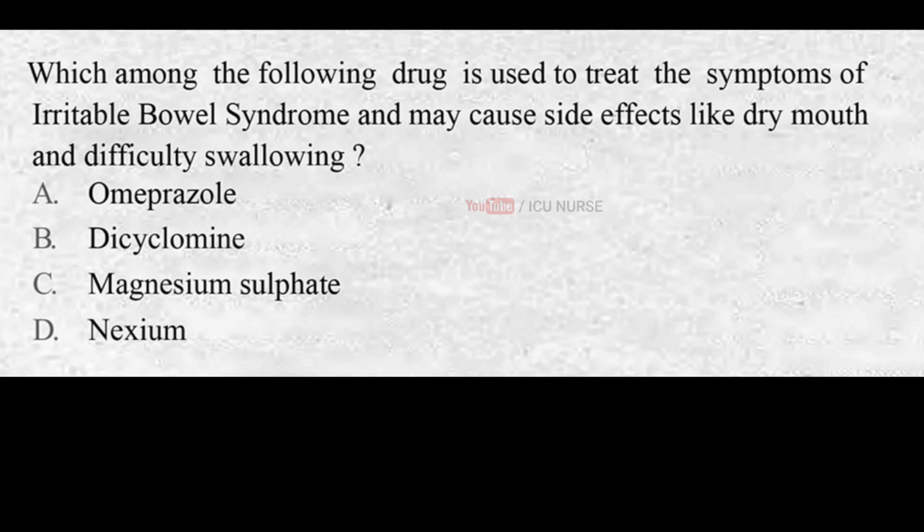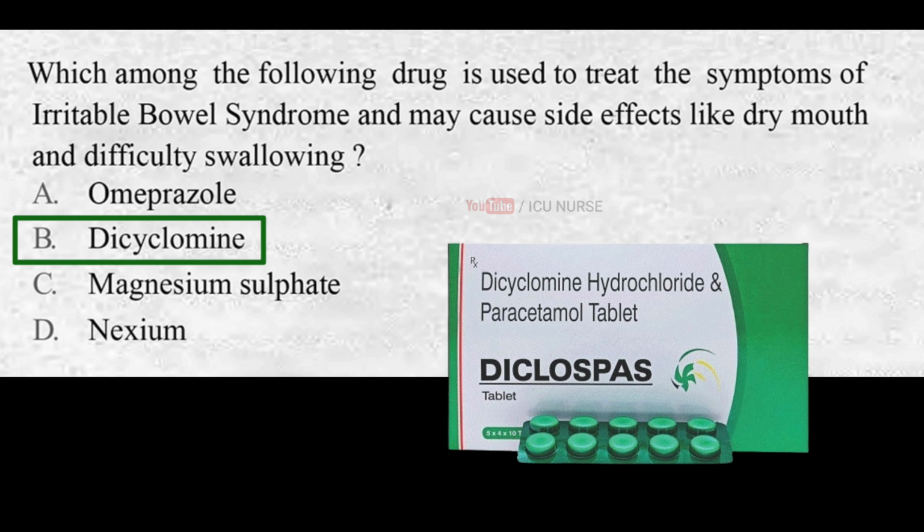Which among the following drugs is used to treat the symptoms of irritable bowel syndrome and may cause side effects like dry mouth and difficulty swallowing? A. Omeprazole. B. Dicyclomine. C. Magnesium sulfate. D. Nexium. And the correct answer is B. Dicyclomine.